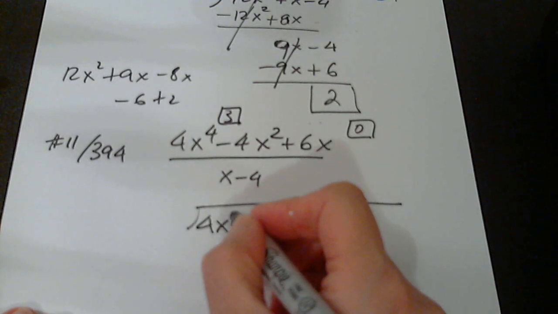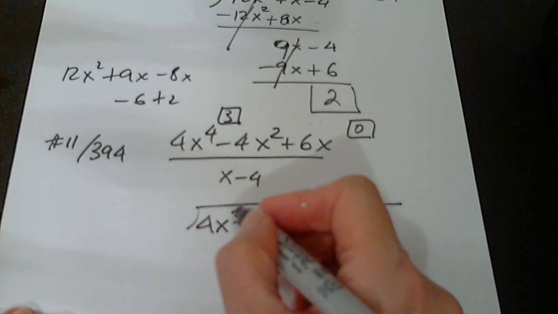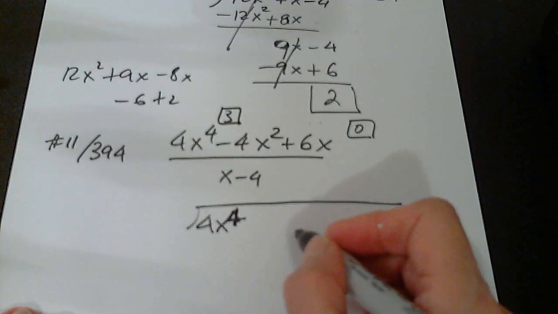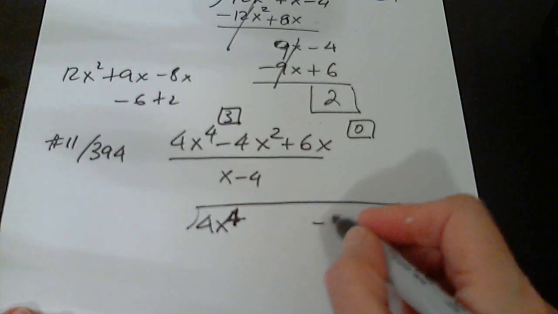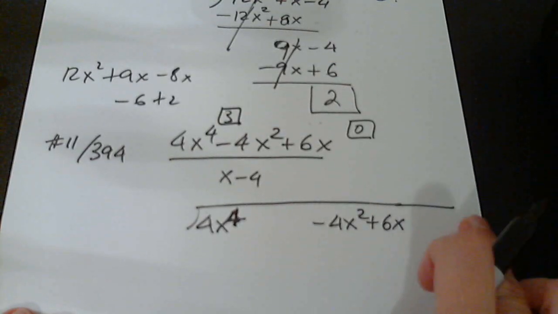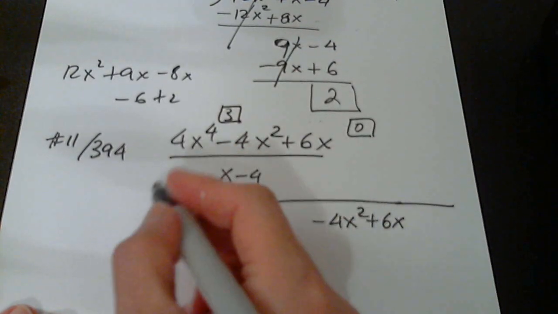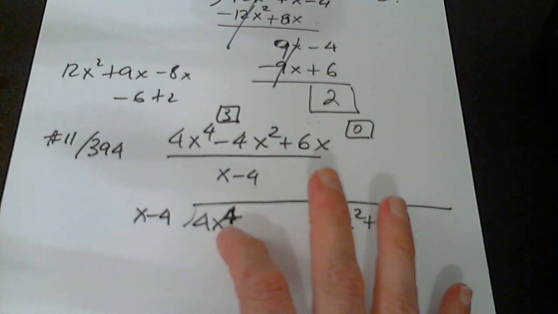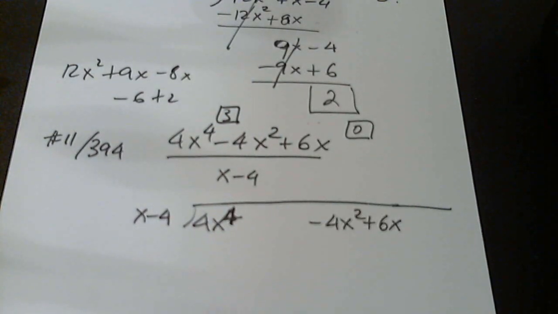So 4x to the fourth, the third degree is missing. Then minus 4x squared plus 6x, and there is plenty of room here. And I'm dividing by x minus 4. The procedure is the same. So x times what is 4x to the fourth?